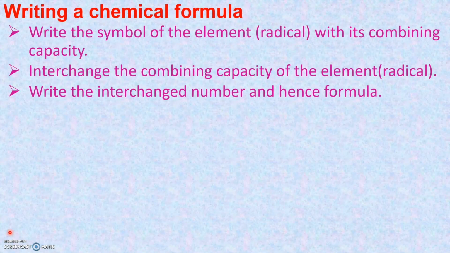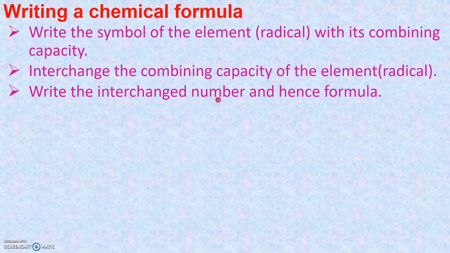So in order to write the chemical formula of a compound, we need to follow three important steps in this order. So the first step is write the symbol of the element with its combining capacity. The second step is interchange the combining capacity of the element, or otherwise the valency of the element or radical. And the third step is write the interchanged number, and hence we will derive at the formula.